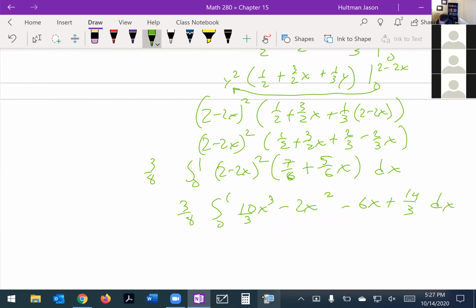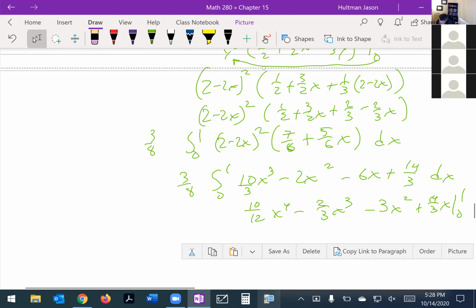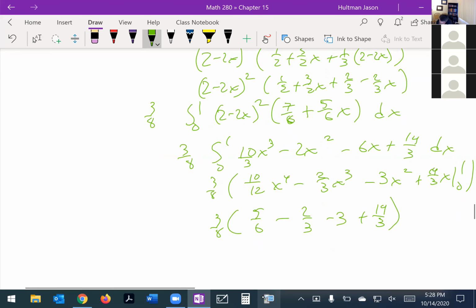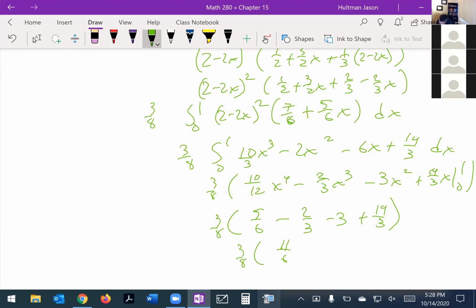Okay, and then you're going to get 10/12 x to the fourth minus 2/3 x cubed minus 3x squared plus 14/3 x, evaluated from 0 to 1, multiplied by 3/8. And then we get 3/8 times, this is 10/12, which is 5/6, minus 2/3, plugging in 1, minus 3 plus 14/3. Evaluate all that, that comes out to 3/8 times 11/6.